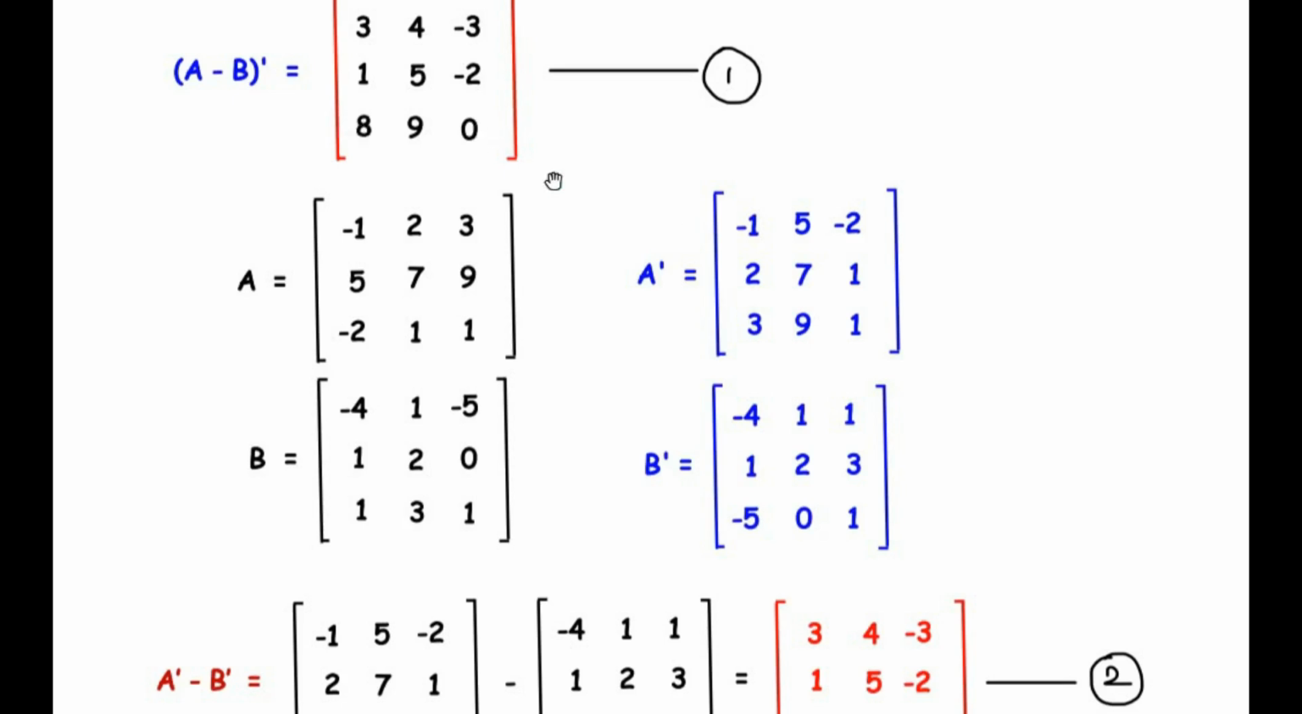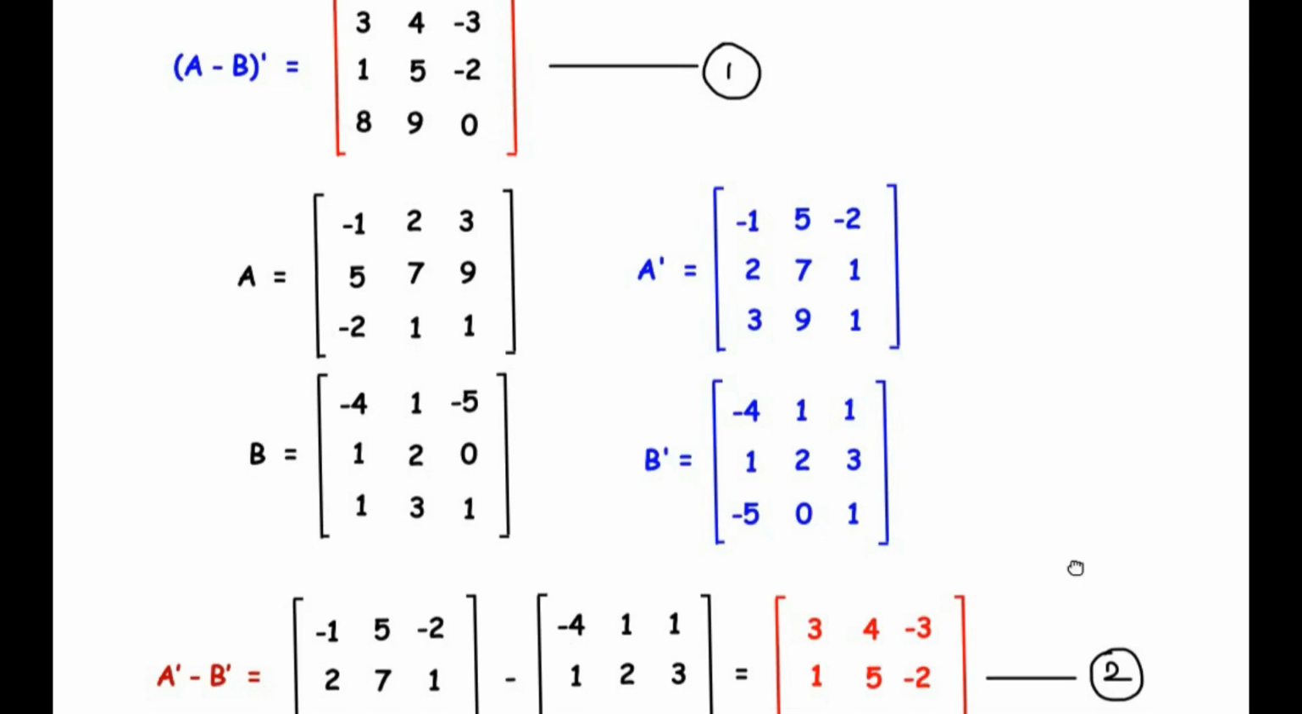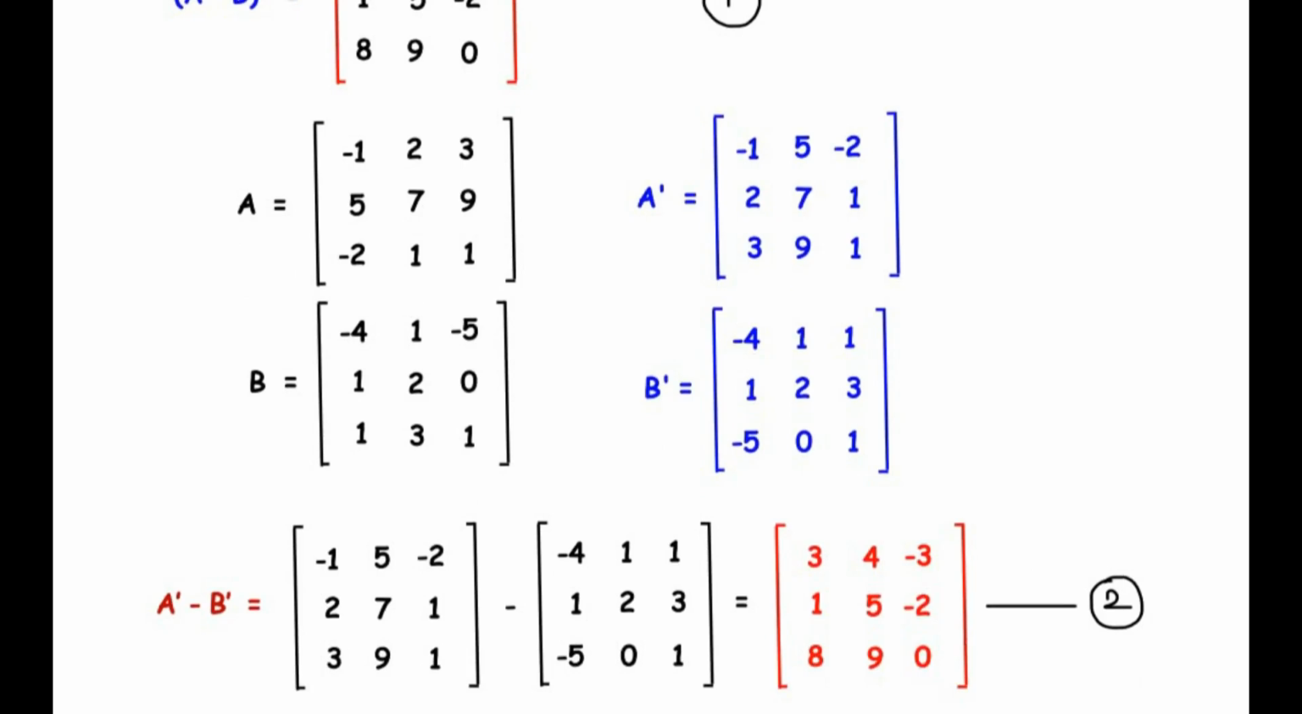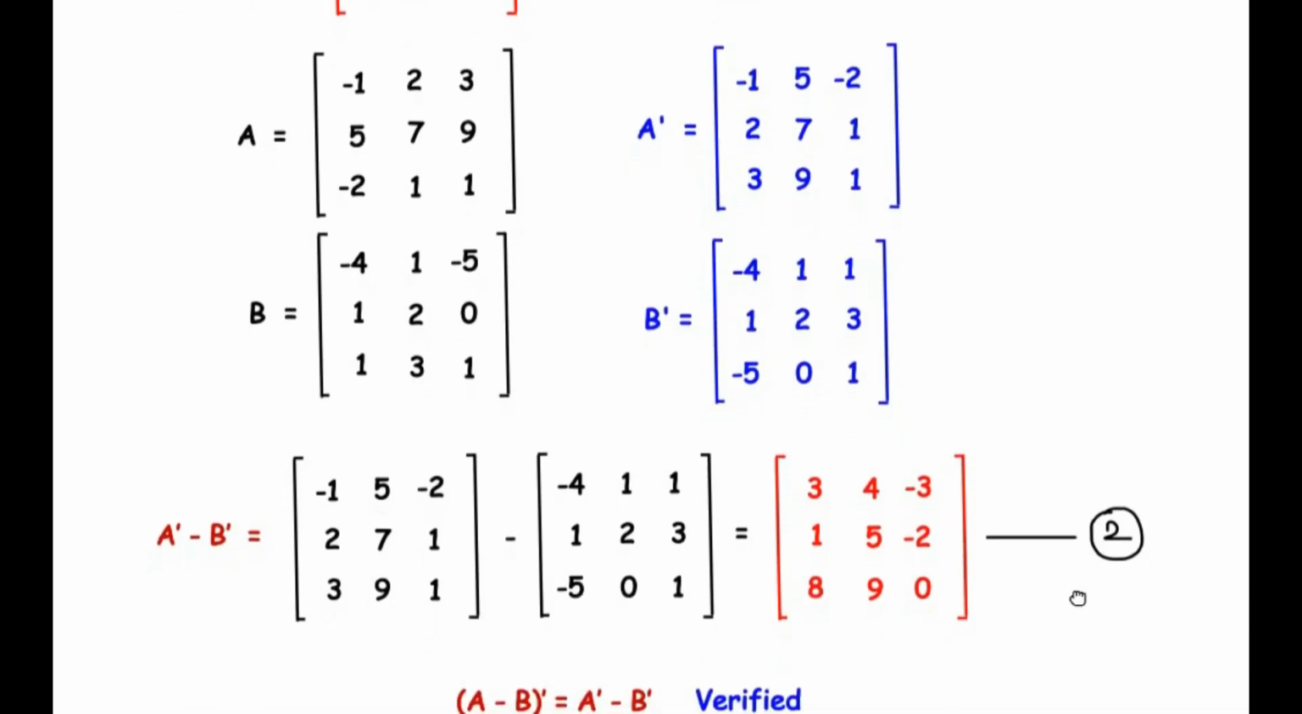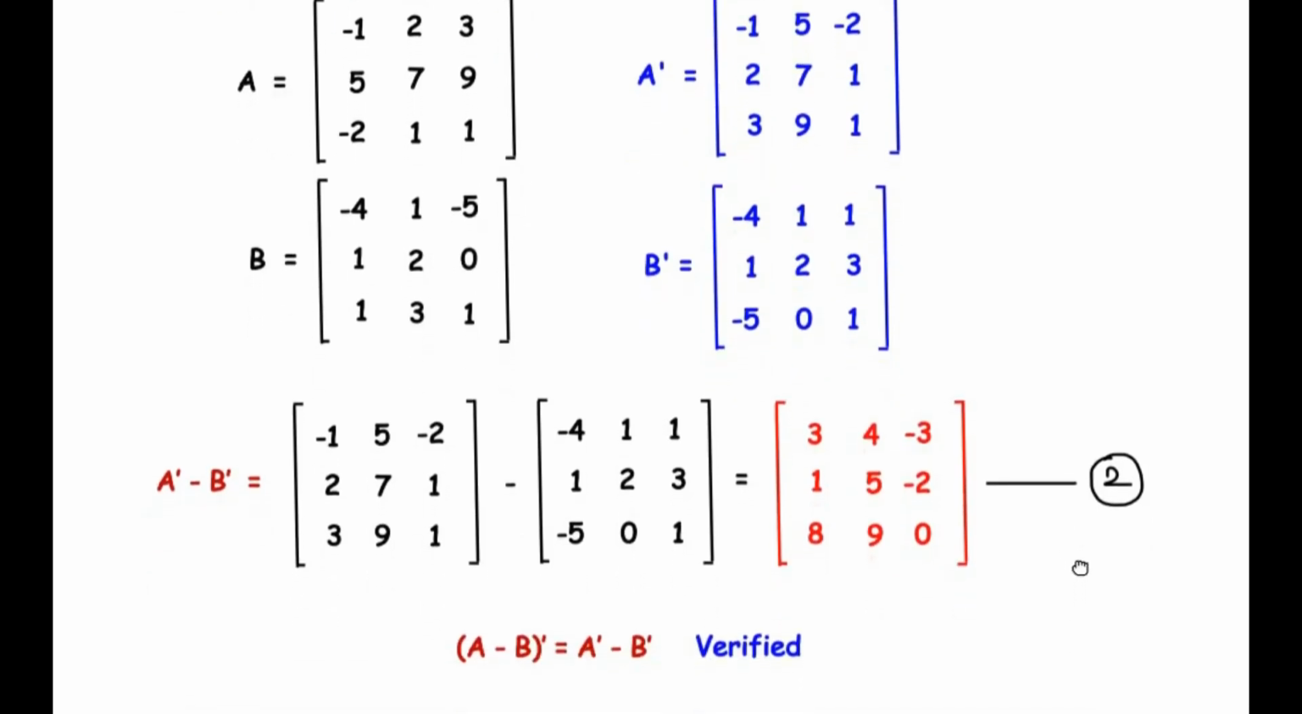Finally the last row, that is 8, 9 and 0. Here also we get 8, 9 and 0. So here we have again proved that the left hand side equal to right hand side. So we have written A minus B the whole transpose is equal to A transpose minus B transpose, and it is verified. Now let us move on to the third question.